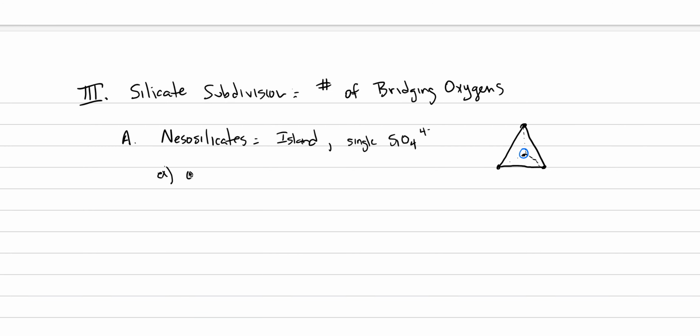And minerals like olivine or garnet, these are kind of famous nesosilicates. Oh, zircon is another nesosilicate. Now, that's all we're going to talk about nesosilicates for today.